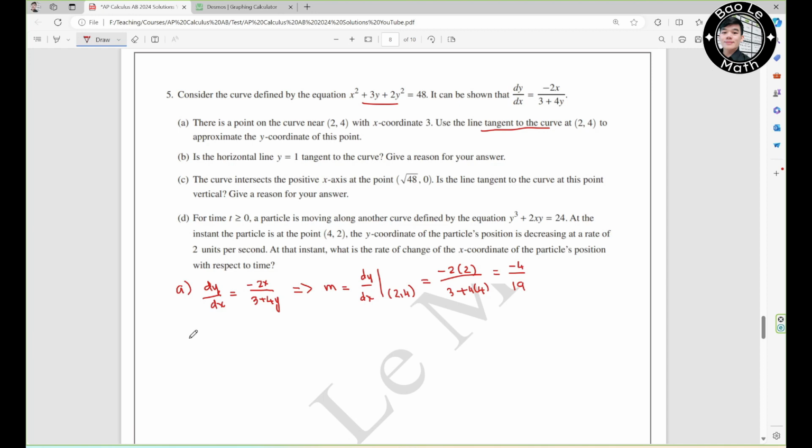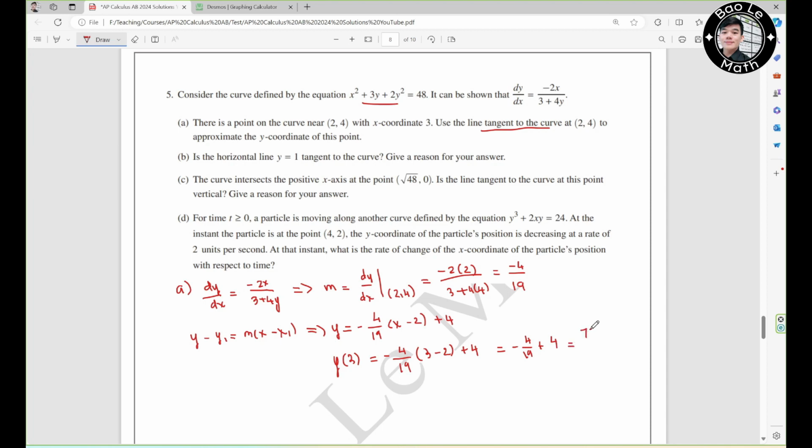Now we're going to use point-slope form. So we have y minus y1 equals m times x minus x1. So y equals negative 4 over 19 times x minus 2, plus 4. Now y of 3 equals negative 4 over 19 times 3 minus 2, plus 4. It's going to be negative 4 over 19 plus 4.